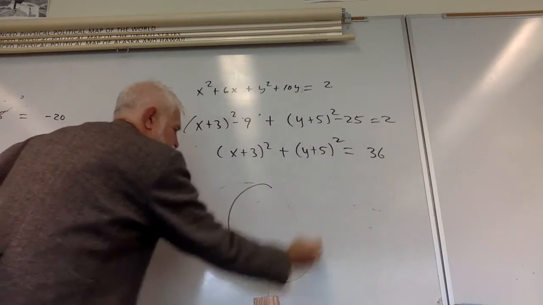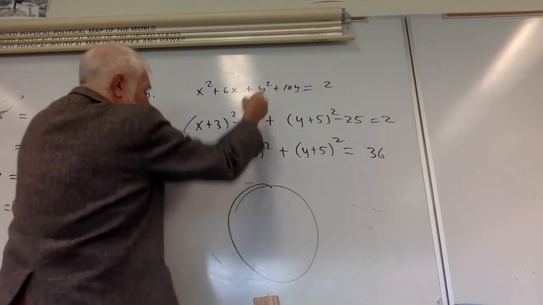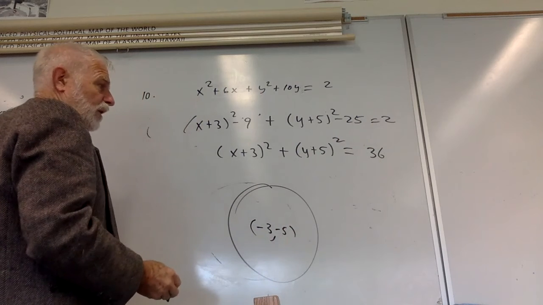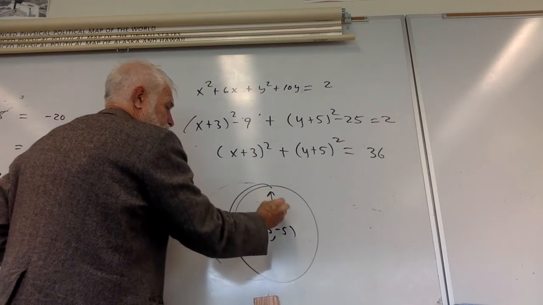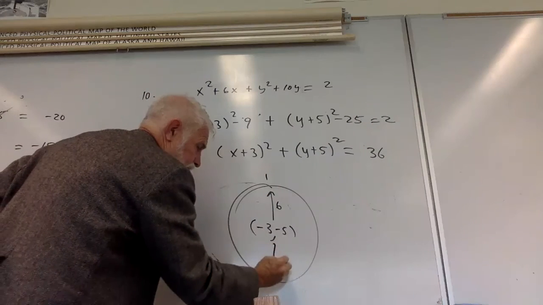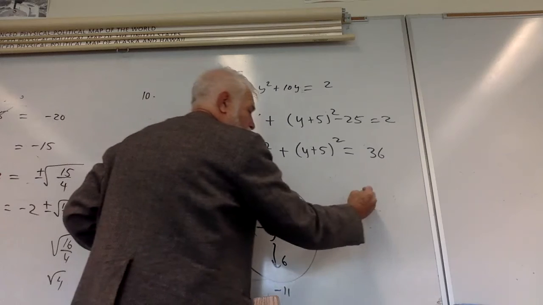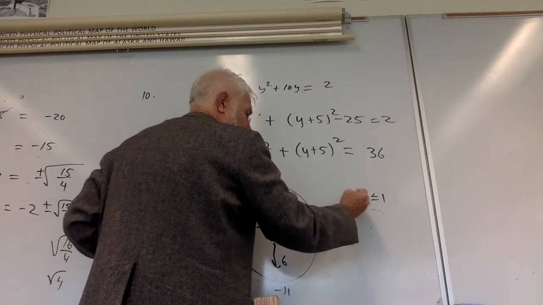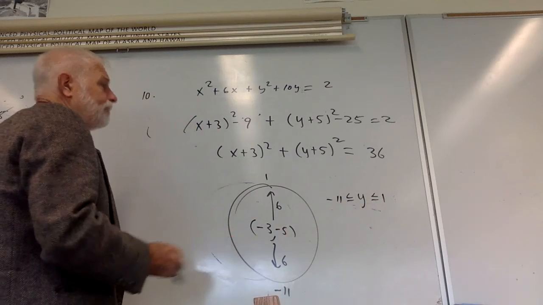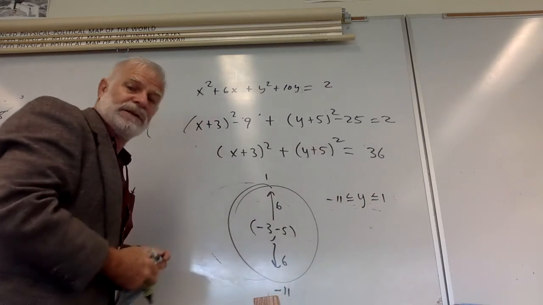I have a circle centered at -3, -5. Yeah, they were both positive. -3, -5. If all I want is the range, I'm going to go up 6. That takes me to 1. I go down 6 from -5, -11. So I now know my range. Y values less than or equal to 1, greater than or equal to -11. That's how you'd write the range. Okay. So center at -3, -5, radius of 6 is all I'm asking at the moment.